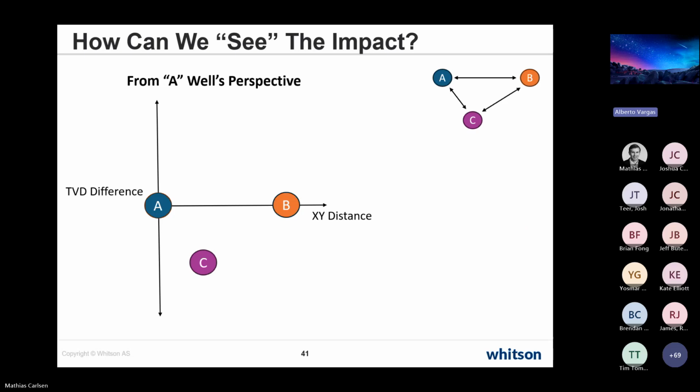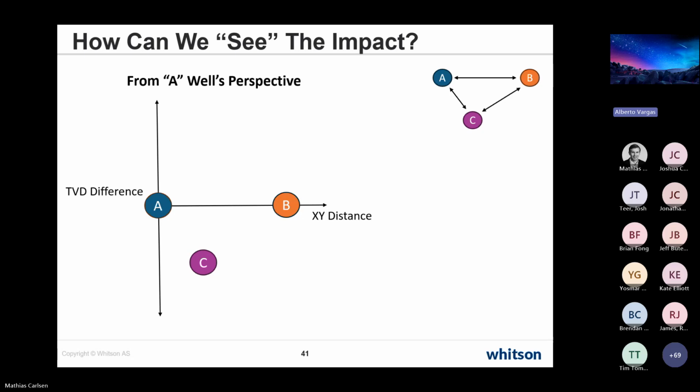I'm just going to walk through this very briefly because what you're going to see in the next slide or 2 slides from now is a little bit overwhelming if I just hit you with it. But we'll let every well take its turn sitting right at the origin. So in this case, well A is taking its turn. And then we're going to plot how far the well is in XY distance along there. So you can see where well B would sit.